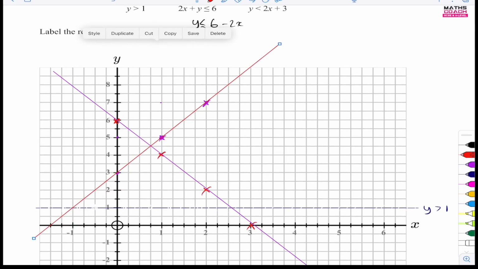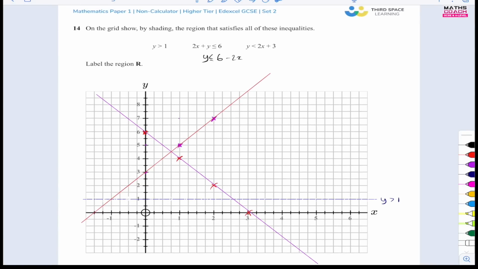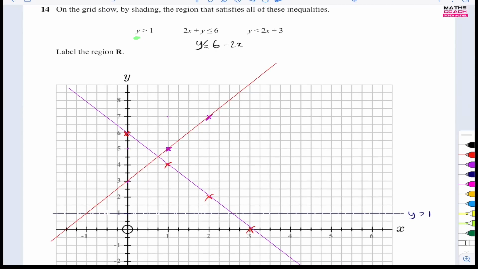There we go. Right, now comes the part of shading. Now the question says, by shading, show the region or label it. Okay, what I do is this. So let's look at this line again here. It says you want the values of y greater than 1. If y is greater, on the greater than sign, then you want above the line. You want this part of the line.